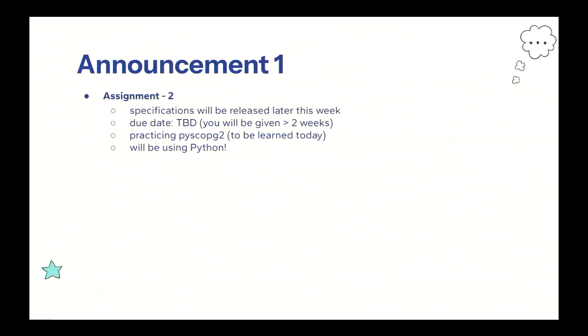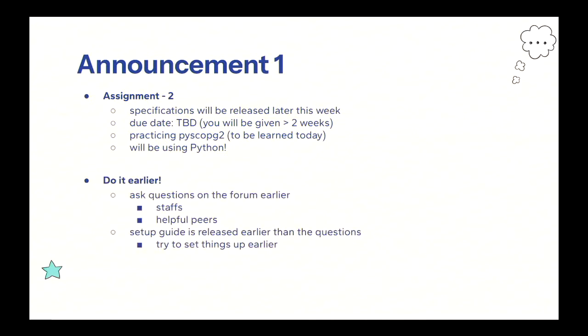So the first announcement is about assignment 2. The specifications will be released later this week, and the due date is to be determined. But we will make sure that you will be given more than 2 weeks for finishing your assignment 2. Dylan and I are still discussing which database to be used, but definitely it will be an interesting one. And this assignment is for you to practice how to use Python to interact with Postgres. So you will be using Python for this assignment.